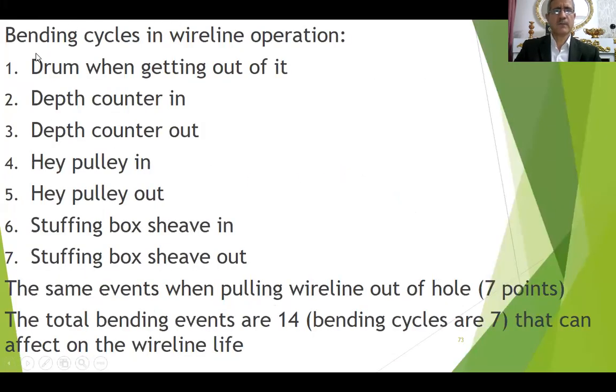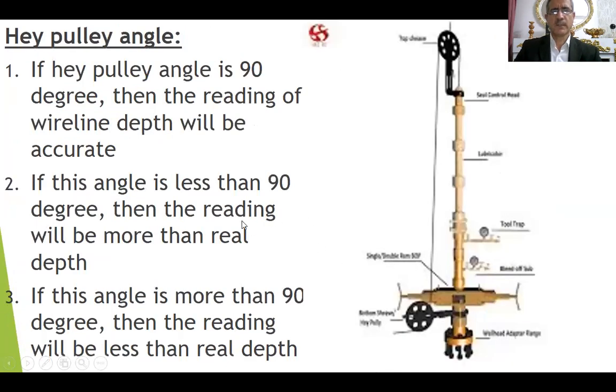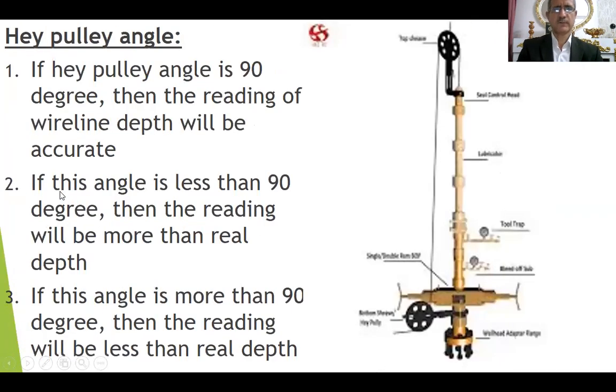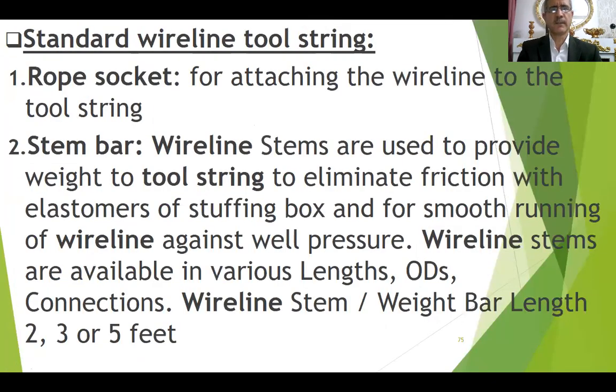Here we have bending cycles in wireline. We can see the points of them also in the photograph. High angle, we have three cases: 90 degrees, more than 90, and less than 90 degrees.